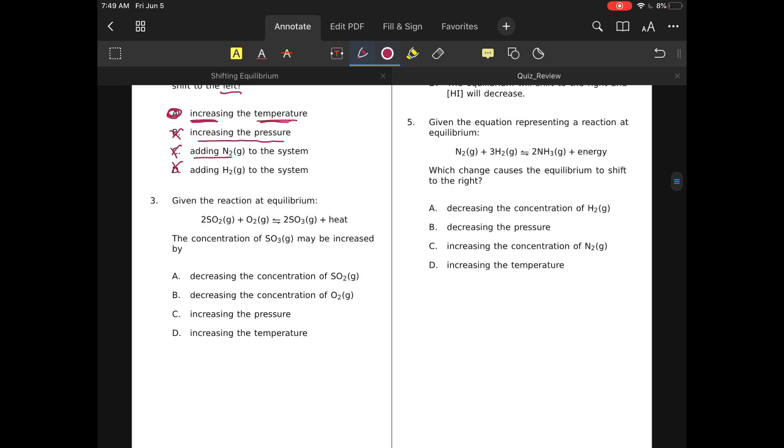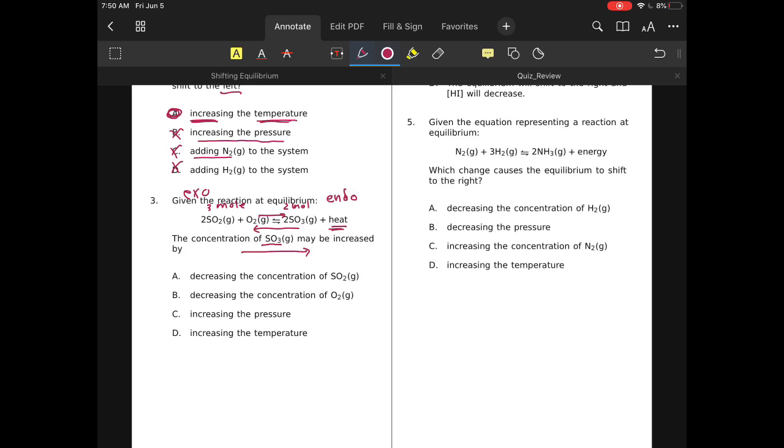Okay. Here's another reaction. The concentration of SO3 may be increased by... so once again, let's break it down. Here we have 3 moles. Here we have 2 moles. The reverse reaction, once again, uses heat. So I know that the reverse reaction is, in this case, endothermic, once again. And the forward reaction is going to be exothermic. It gives off heat. We want to increase the concentration of SO3, which means we want to shift the reaction to the right.